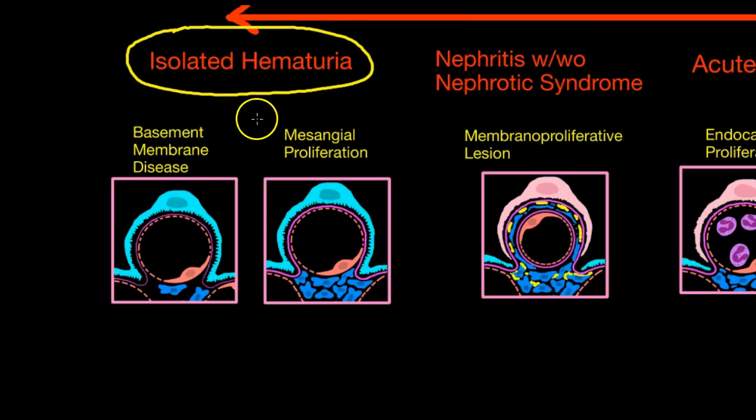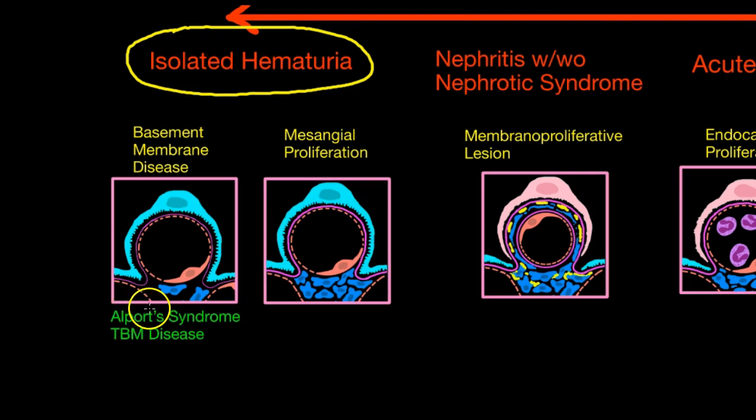So first, let's consider a patient who has just isolated hematuria. And let's assume you did the hematuria workup and ended up ruling out extrarenal causes of hematuria, and you really suspect glomerular hematuria. So these are the things that you should consider. Number one, a basement membrane-based disease, or maybe there's a mesangial proliferative GN occurring.